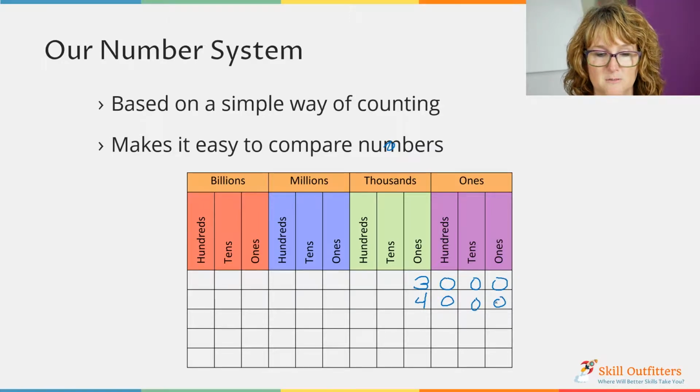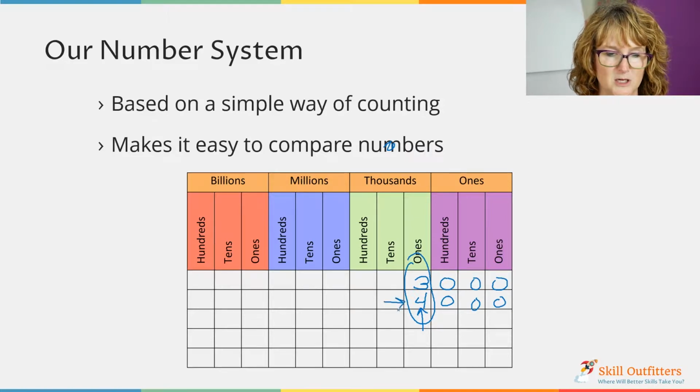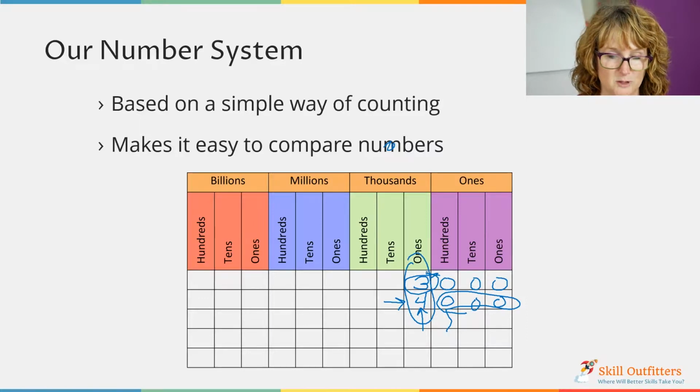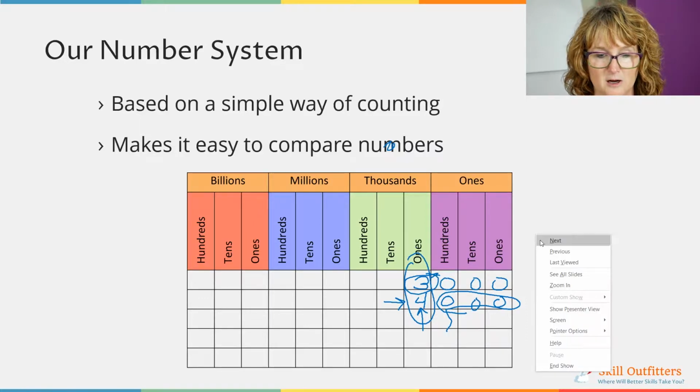3,000 compared to 4,000 means we're going to look at the far left-hand column, because this is the largest groups right here. This is the largest groups. So which is more, 3 of those big groups or 4 of those big groups? Well, of course it's 4, right? And so that means this number here would be the largest. It doesn't matter what's in this part of the number, because no matter what, we only had 3,000s in this part of the number up here. Okay?